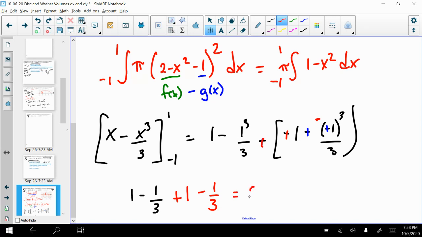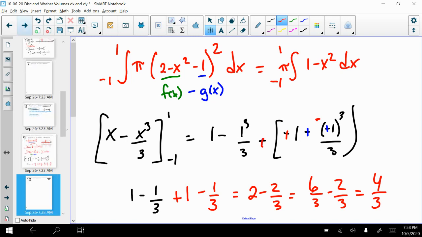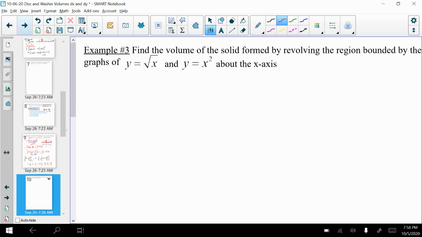Let me know if that doesn't make sense. 2 minus 2/3. 6 over 3 minus 2 over 3. We should get 4/3. Somehow I ended up back in red. All right. Hopefully we're doing okay still. Let's look at 3.